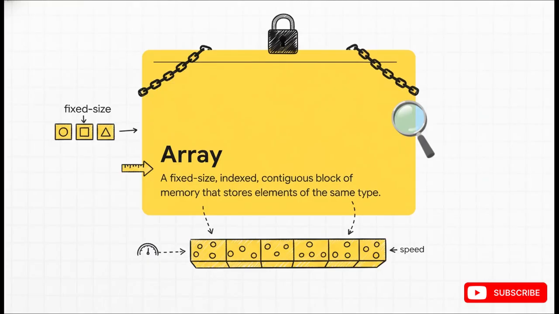Okay, so this is the textbook definition, and trust me, every single word here matters. Fixed size means you can't just grow or shrink it on the fly. Indexed means we grab elements by their position number. And contiguous block of memory, well, that's the secret sauce to their incredible speed.